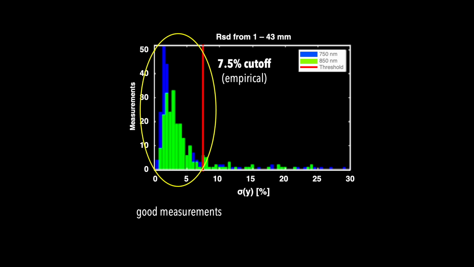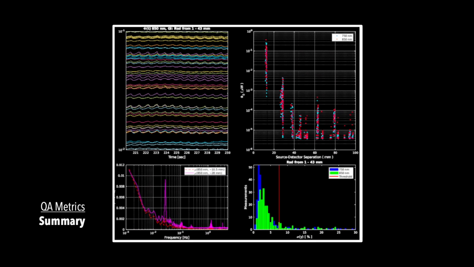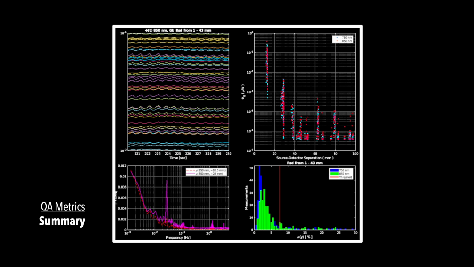In summary, the QA plot provides opportunity to inspect the time series data, its spectral content, the array light level fall-off, and the channel noise quantified by standard deviation. Three quantitative metrics have been constructed: the average signal-to-noise ratio, the maximum recommended source detector separation distance, and a list of channels exceeding a recommended standard deviation threshold. The example used here is typical of good quality array data. For comparison, an example of problematic data is shown in the next slide.